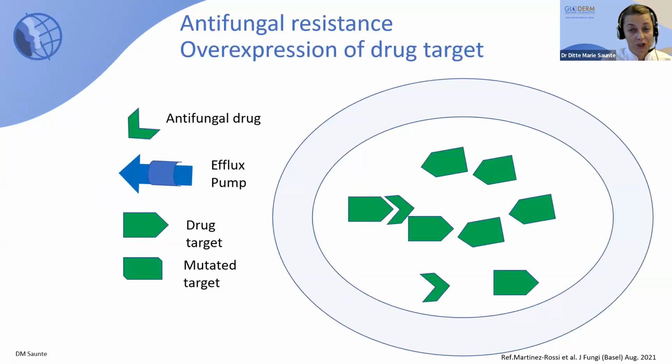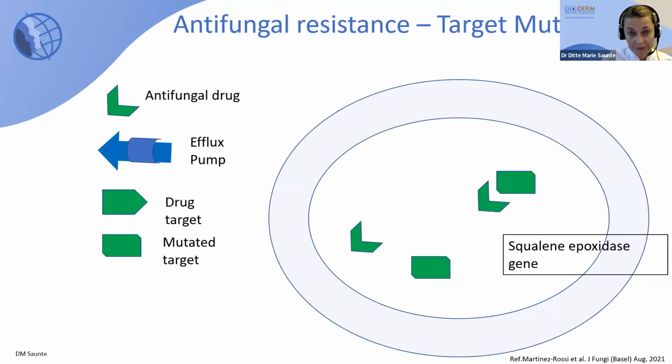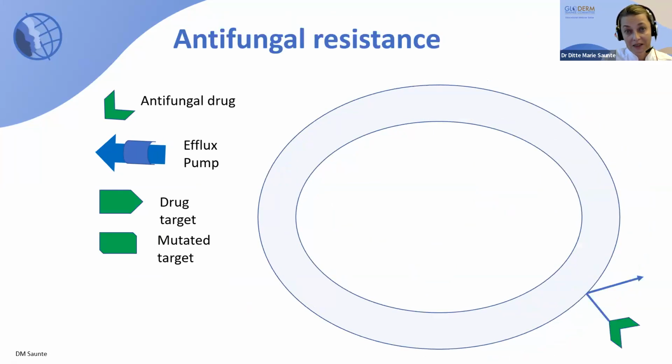Then we have an overexpression of the drug target, where we have here the drug target right here, and if there are a lot of them and this is the drug, then there is less efficiency of the drug. Then we have a mutation in the drug target, so that the antifungal does not really fit, and that is what is seen in the squalene epoxidase gene mutations. And then finally, the fungus can change so that the drug is not able to penetrate the cell and be inside the fungal cell. So it is rejected at the surface of the cell.